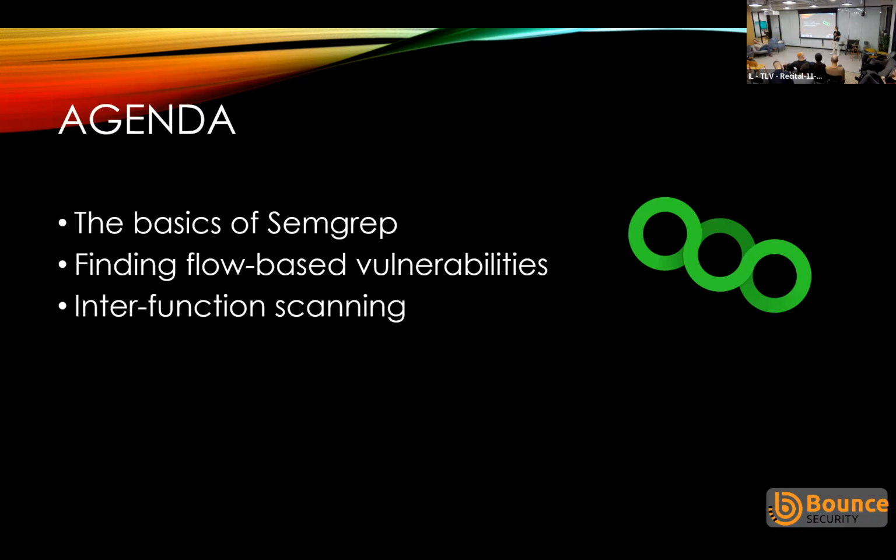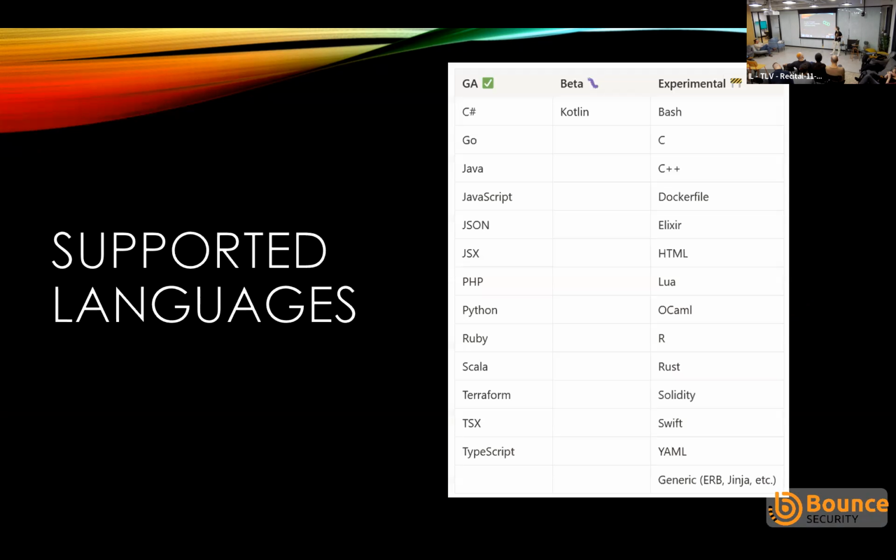So what will we talk about? The basics of Semgrep, just to understand what it is, finding some flow-based vulnerabilities, and looking at interfunction, interfile scanning. Those are the languages that Semgrep supports. The first column, GA, is generally available. The other ones are beta or experimental.